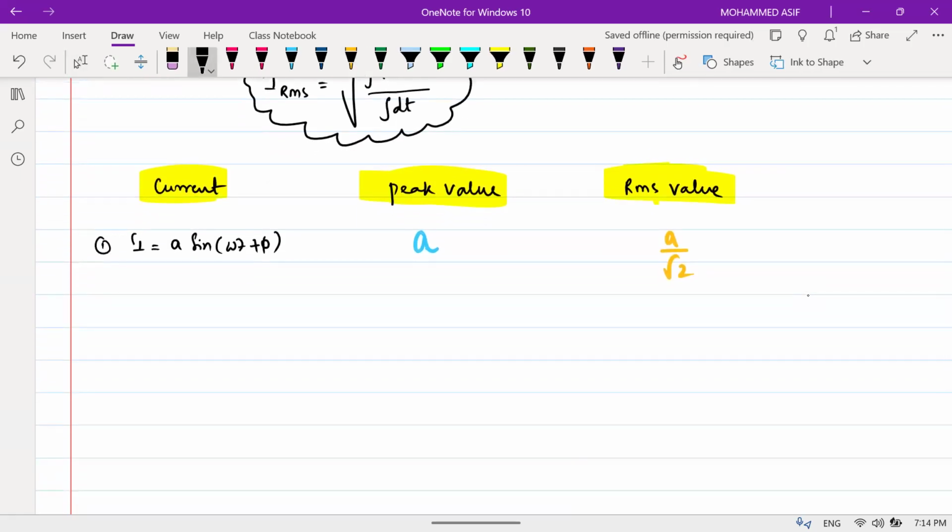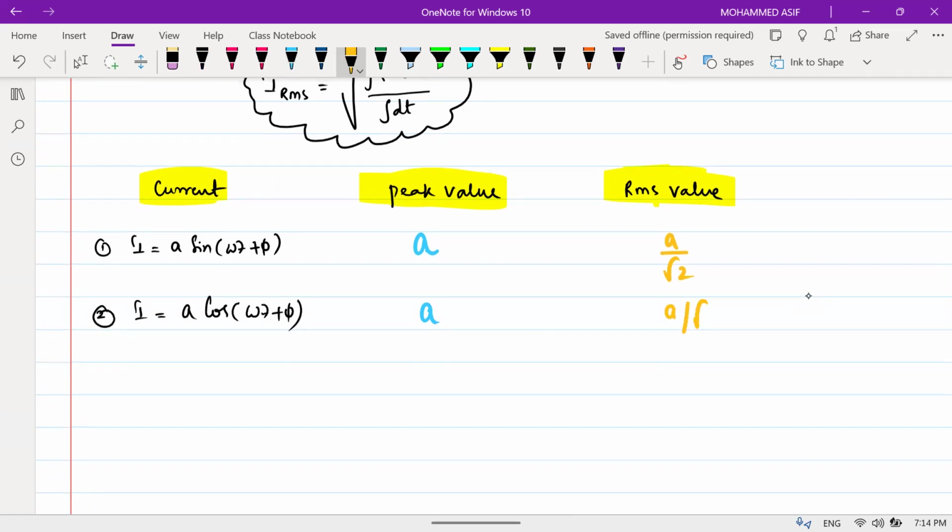The same way for the second one. If I take the current like this, I equals A cos omega t plus phi, tell me how to write the peak value. For this one it is also A. And the RMS value for this one is also A divided by root 2. Clear?